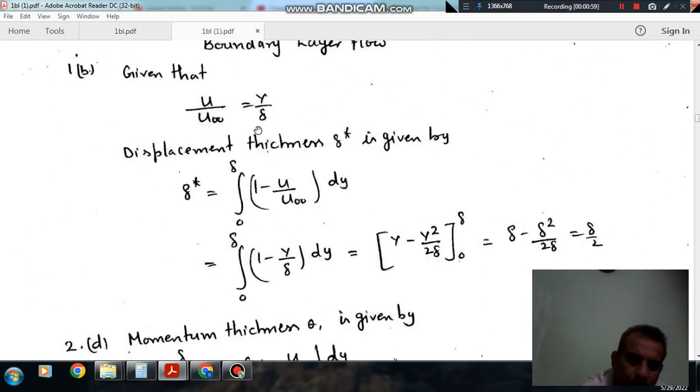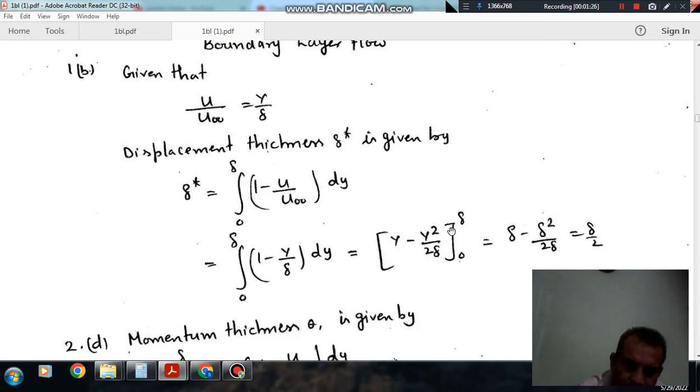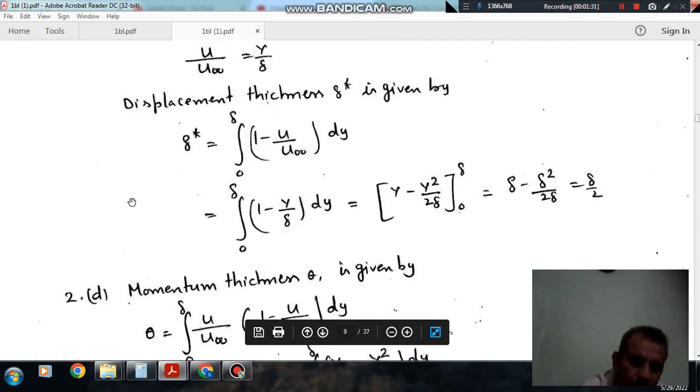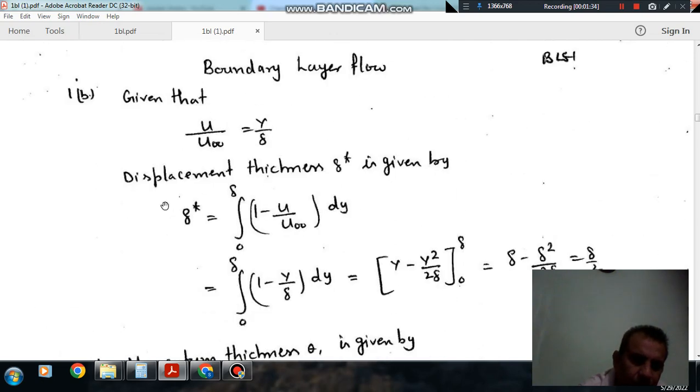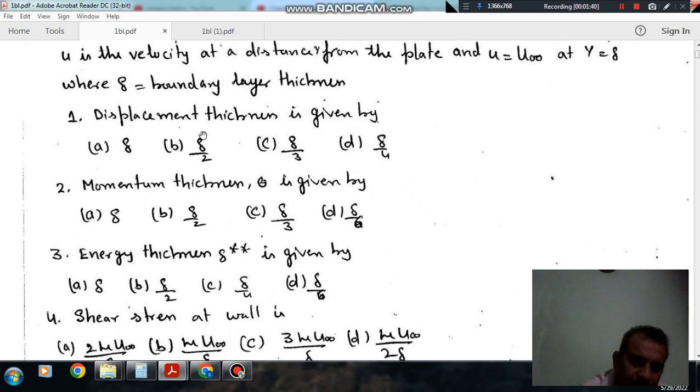Okay. So now it is given that the velocity profile is u by u infinity is equal to y by delta, and we know that displacement thickness delta star is equal to the integral of 1 minus u by u infinity dy, with limits 0 to delta. Now we can put u by u infinity is equal to y by delta, so it will be 1 minus y by delta dy. Integrating, it will be y minus y square by 2 delta, with limits delta to 0, so delta minus delta square by 2 delta is equal to delta by 2. So that is the displacement thickness, and the answer for the first question is option B, that is delta by 2. Displacement thickness is delta by 2.